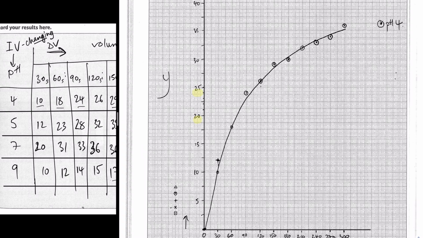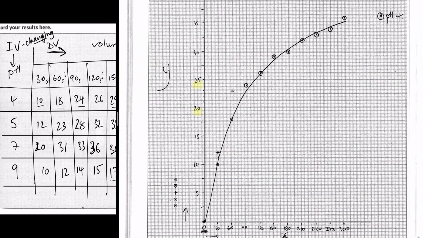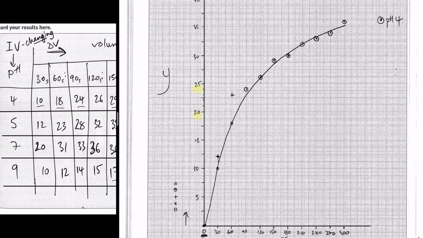So there we go, that's a cross right there, and that's my data for pH 5. Then at 60 seconds, I've got 23. At 60 seconds, I've got 21, 2, 3. And so I put a cross right there. Okay? And once I'm done with all of those, then I'll fit my next curve to that one. Okay? And that is how you plot enzyme-catalyzed reaction data.